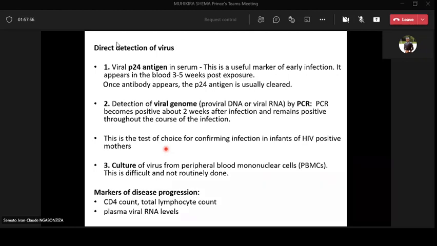And both are the most important way of confirming infection in newborns, in infants born from HIV positive mothers. Culture of viruses is also an approach, but not routinely done. It's really made for studies, for research.